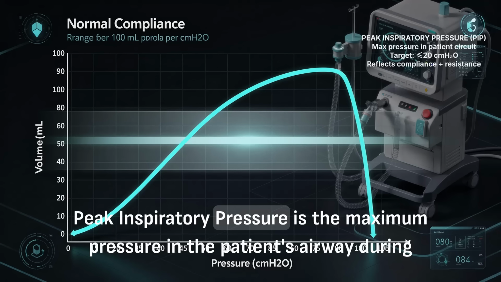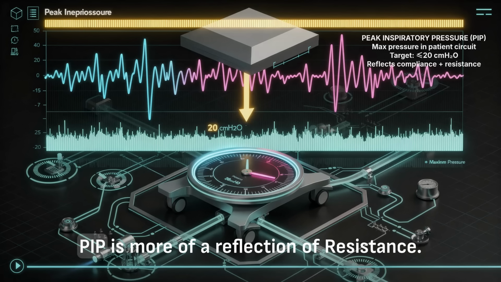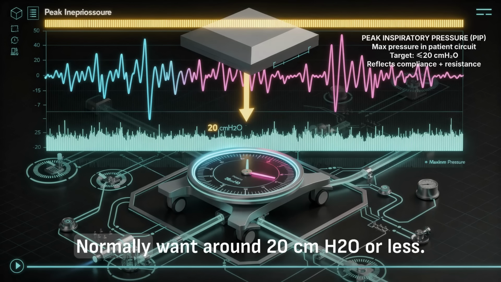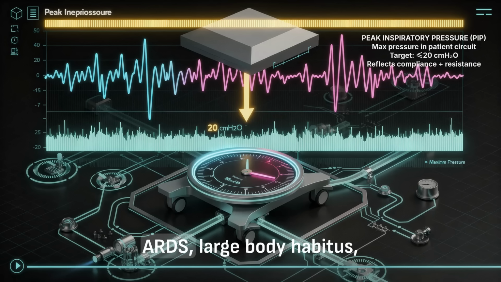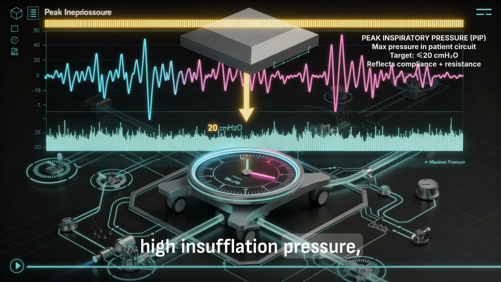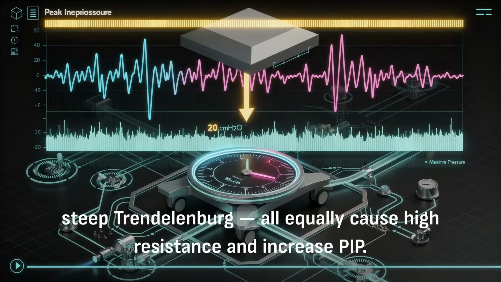Peak inspiratory pressure is the maximum pressure in the patient's airway during inspiration. Anything that increases resistance will increase the PIP. PIP is more of a reflection of resistance. Normally we want around 20 centimeters of water or less. RDS, large body habitus, high insufflation pressure, and steep Trendelenburg all cause high resistance and increase PIP.